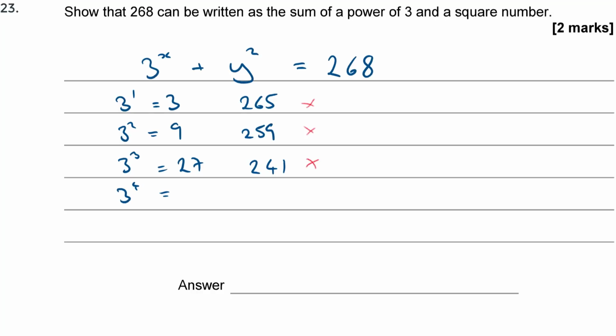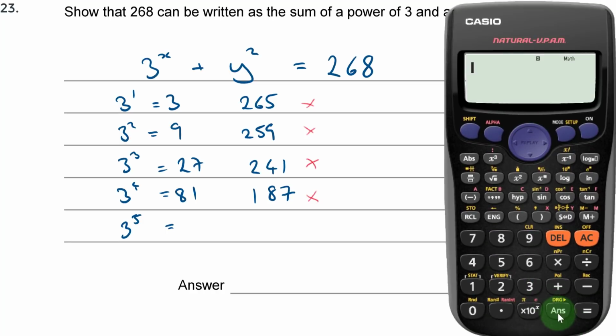3 to the 4 is 81, and 81 subtracted from 268 is, what's that, 187? Again, having memorized the first few squares, I can recognize that that isn't one, so I'm going to carry on to the next one. 3 to the power 5. Now, you might not know that off the top of your head. You can just type it into the calculator. 3 to the power of 5, 243.